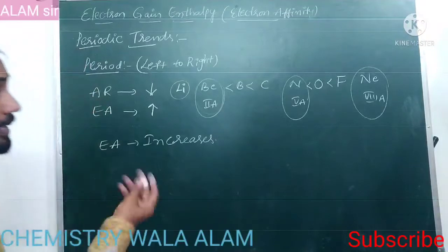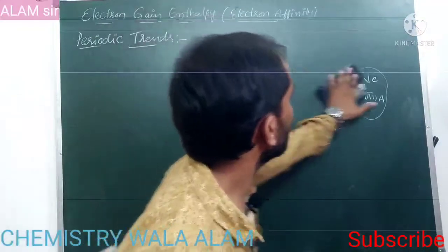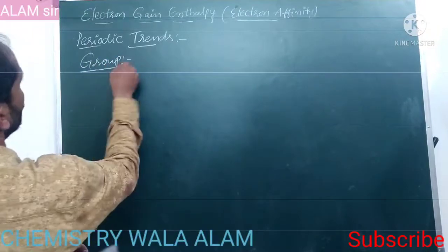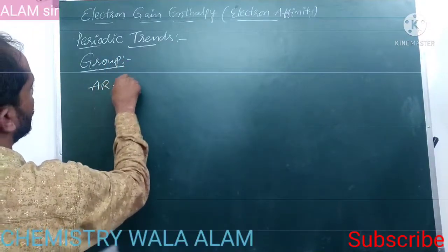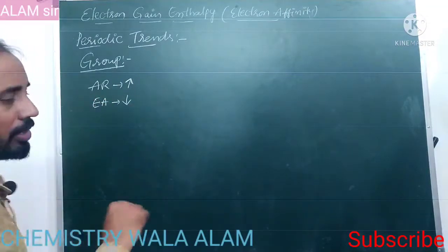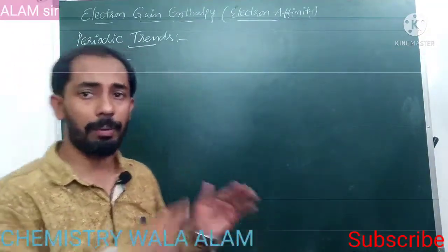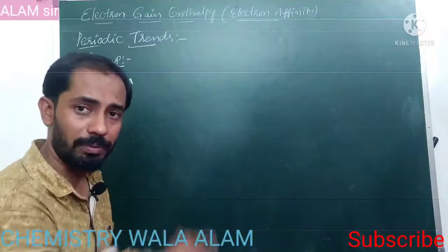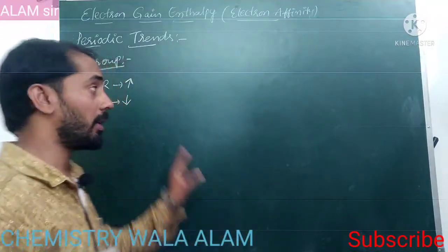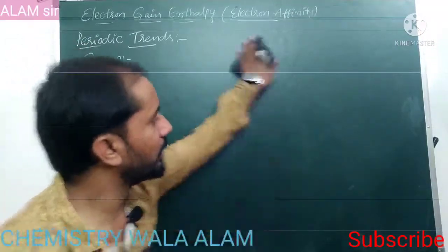Then what happens in a group? Very important. First, atomic radius increases, and electron affinity decreases. Atomic radius increases because the newly coming electron enters a new shell. When the number of shells increases, distances increase and attraction decreases. That means the nucleus cannot attract the incoming electron easily. That's why electron affinity values decrease.